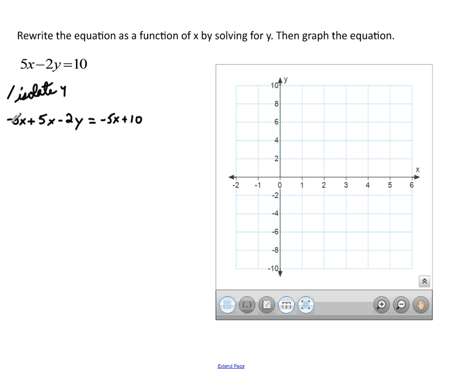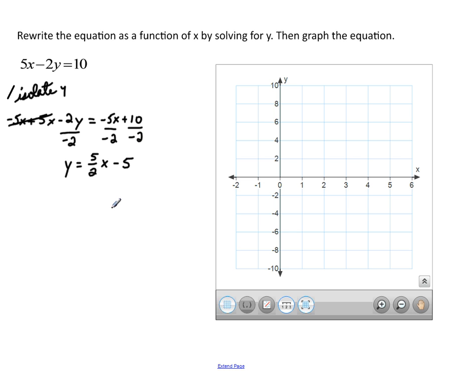All right, so we get rid of the x terms on the left. We're left with negative 2y. Of course, the next step would be to divide everything on both sides of the equation by negative 2. So we divide by negative 2, divide by negative 2, divide by negative 2. We're going to get y is equal to, let's see, negative 5 divided by negative 2 is positive 5 over 2 times x minus positive 10 over negative 2, 5.